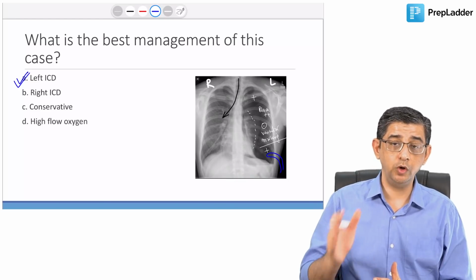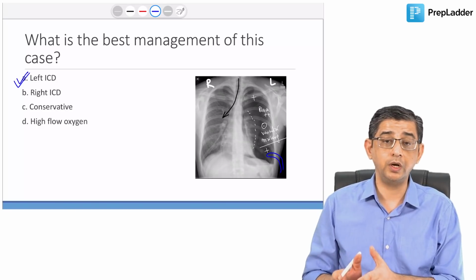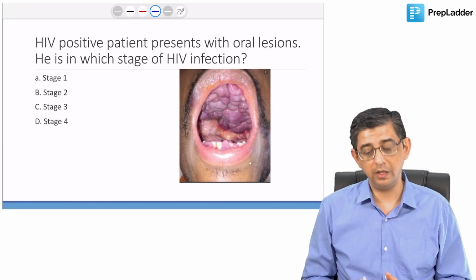And the tension pneumothorax will always cause the trachea to go to the contralateral side. The answer to this patient, or MCQ, is option number A.